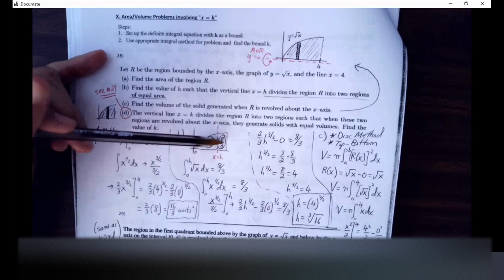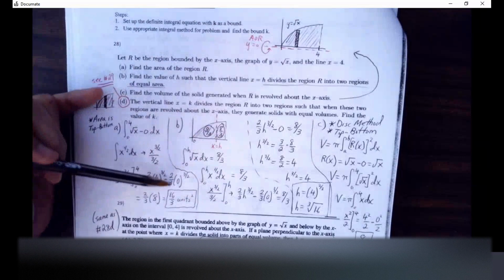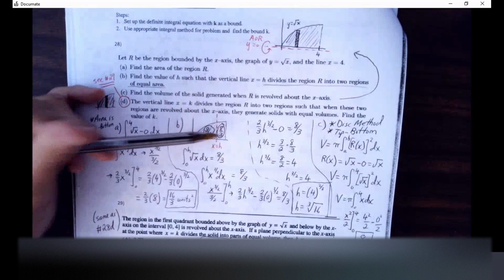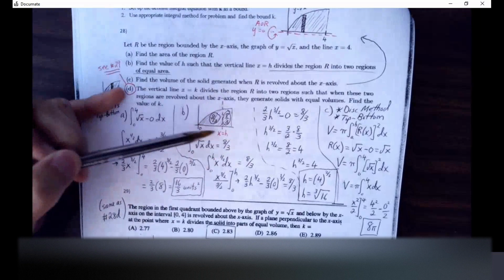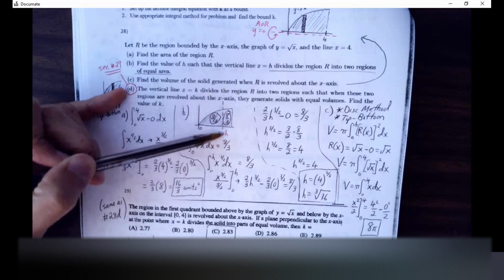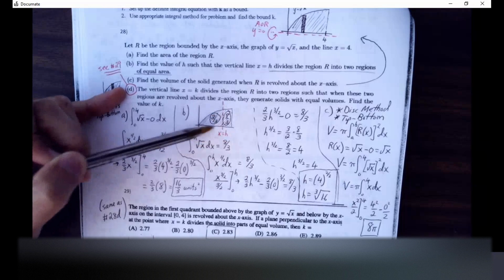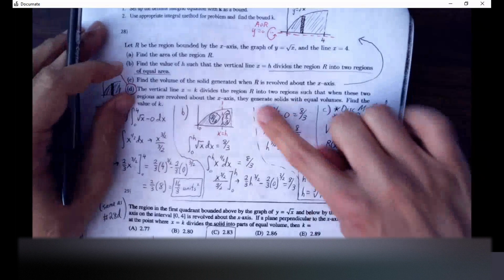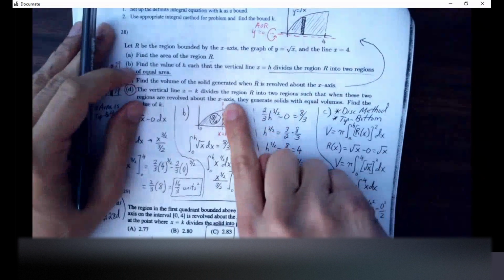So basically, I'm trying to find that vertical line that will allow me to split this region into regions with the same area. If I know that the whole thing is 16 over 3, then I want one region to be 8/3 and the other region to be 8/3. So we're trying to figure out where that vertical line is that will make this region 8/3. So what I'm going to do is cover up this region and just solve this problem.